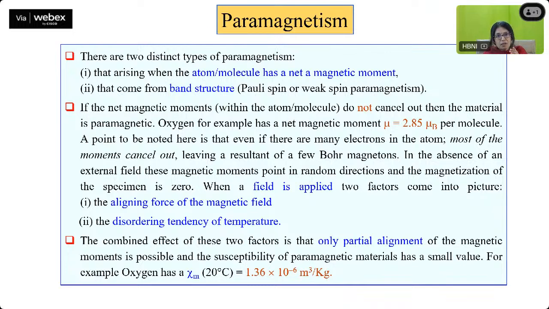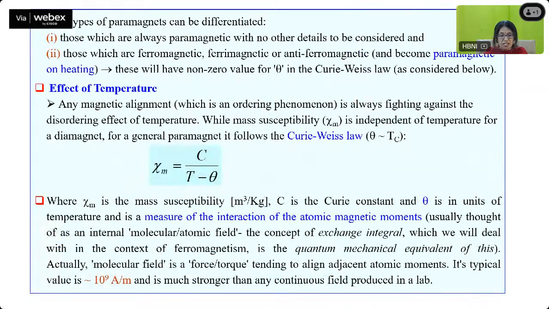So when you apply an external magnetic field, the random magnetic moments tend to align along the magnetic field. The other factor is that if the temperature increases, you see a disordering tendency of the temperature. The combined effect of these two factors is that only partial alignment of the magnetic moments is possible, and the susceptibility of paramagnetic materials has a small value. For example, oxygen has a chi-m value at 20 degrees centigrade of around 1.36 times 10 to the power minus 6 meter cube per kg.